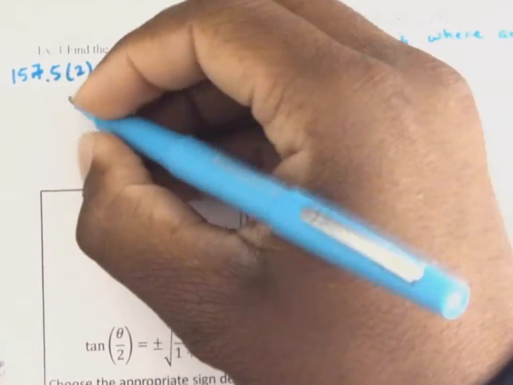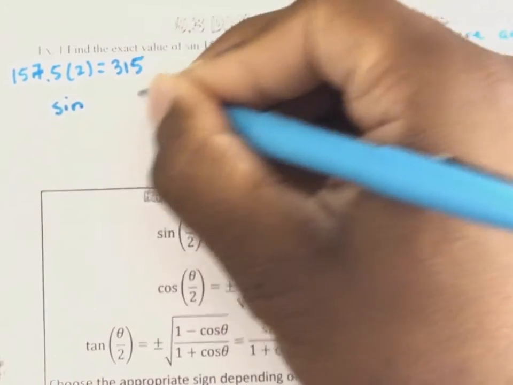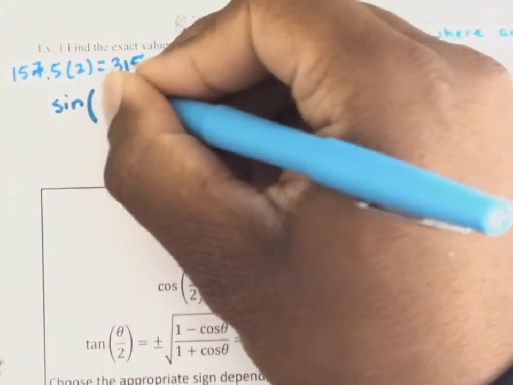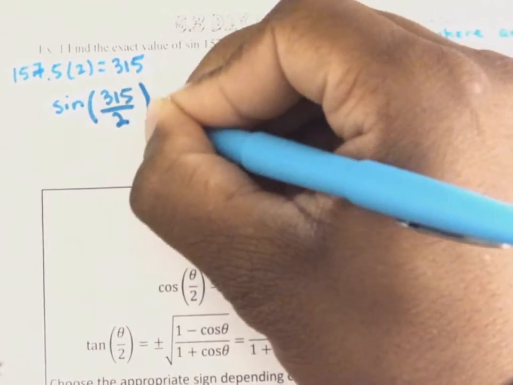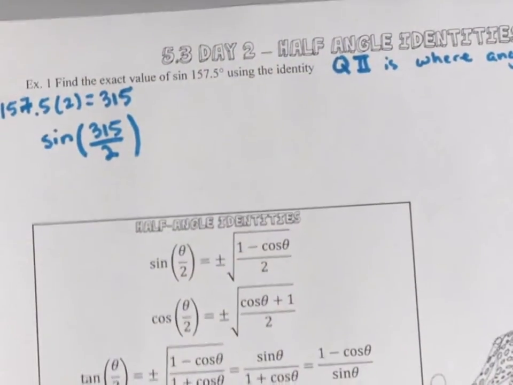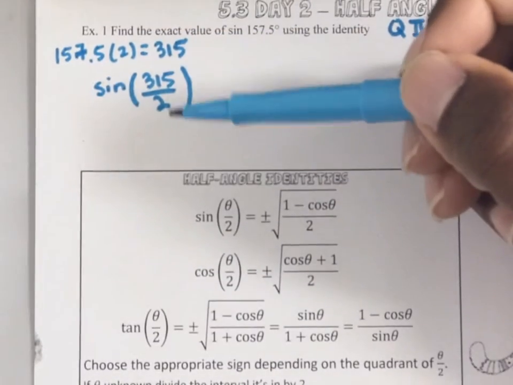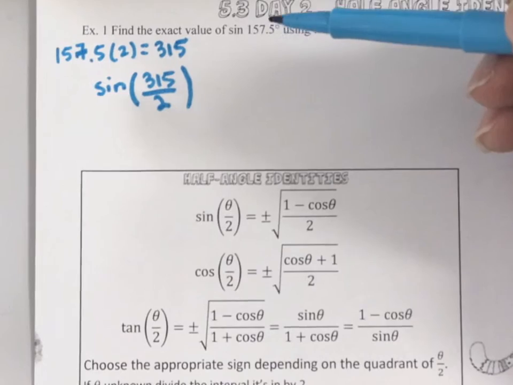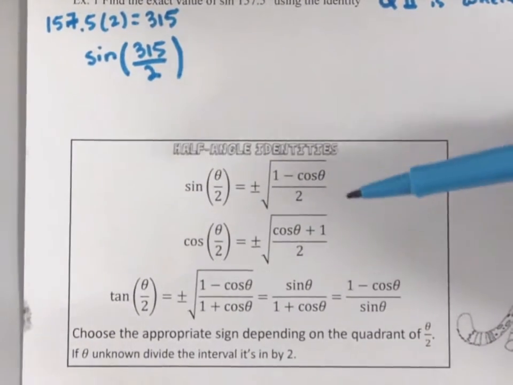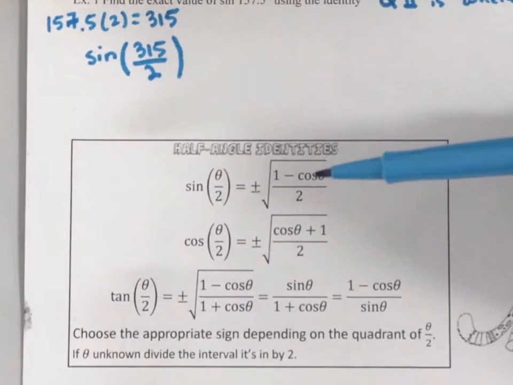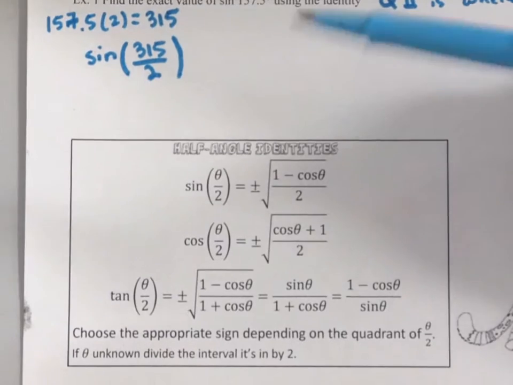So what we're going to do is the half angle for 315 divided by 2, which is the actual angle that we want to find the exact value of. So if I went backwards and I divided 315 by 2, I'm going to get this angle that I actually want to find. All right, so these formulas aren't too complicated, but what we'll do is use this angle as we put it into the formulas. We'll use 315.